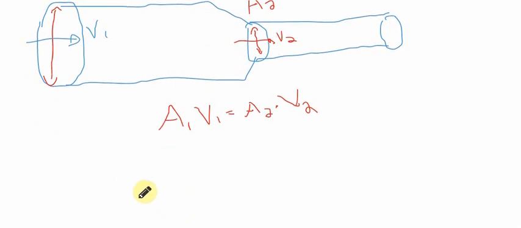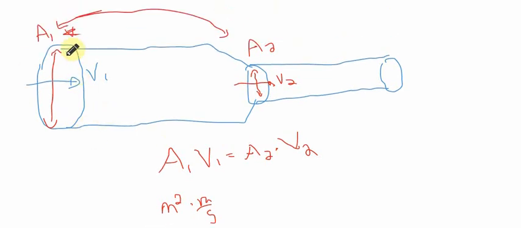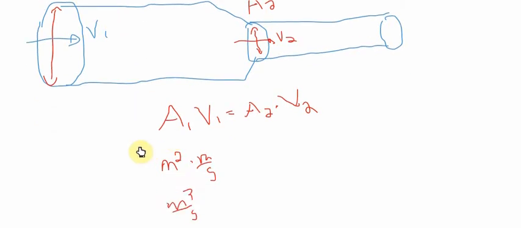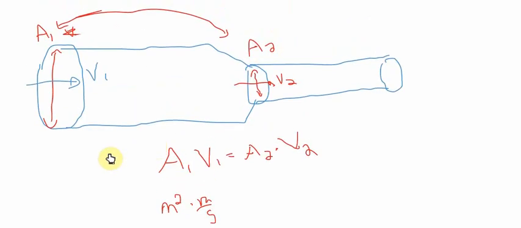If we look at this in terms of units, area is meters squared and velocity is meters per second. So it goes to meters cubed per second, and that's just volume moved per second. What this is telling us is the amount of volume being moved per second remains the same, no matter how we decrease the area or change the velocity. That's referred to as conservation of the flow rate.